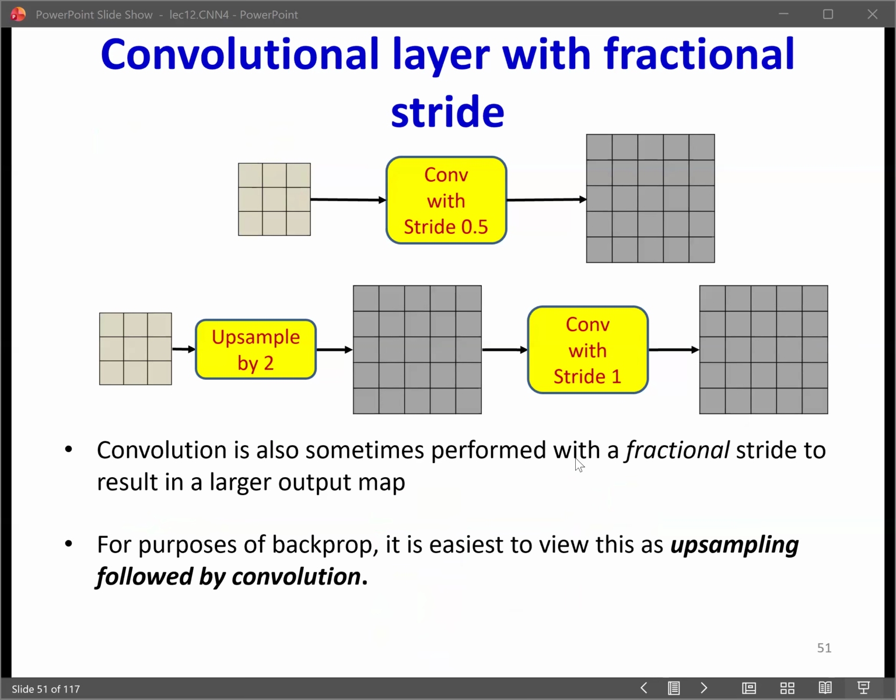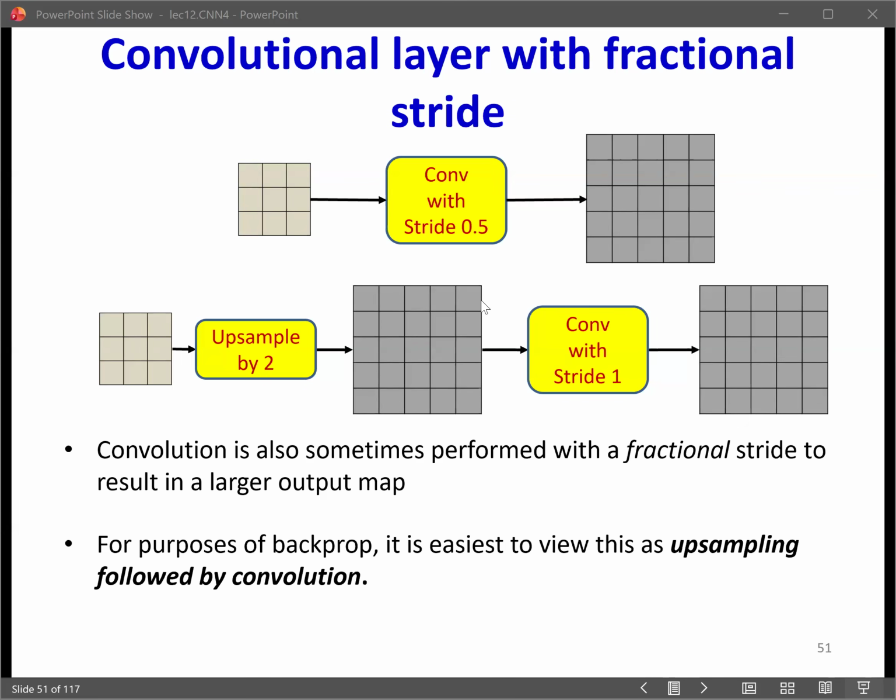But then how exactly do you implement it? The way you implement it is by upsampling by a factor 1 over S and then striding by 1. That makes sense to everybody? Right, so that's what convolving with a fractional stride is. Bruno, that answer your question?